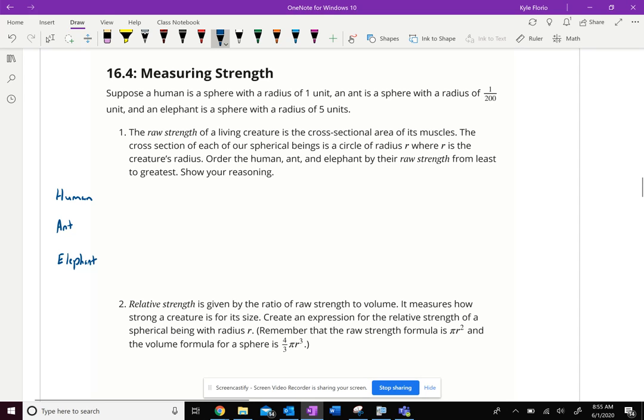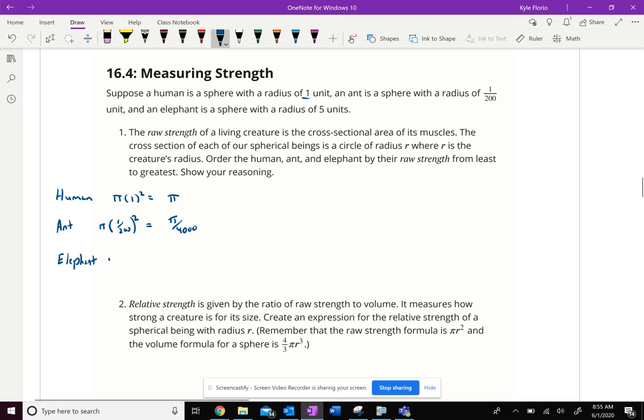Who's got the most raw strength? It's probably going to be elephant, and then human, then ant, but let's see. It's the area of the cross-section, which is a circle, and the human, the radius is 1. So the area is pi times 1 squared, or pi. The ant has a radius of 1/200th. So pi r squared would be pi times 1/200 squared, which is 1/40,000th times pi, or pi over 40,000.